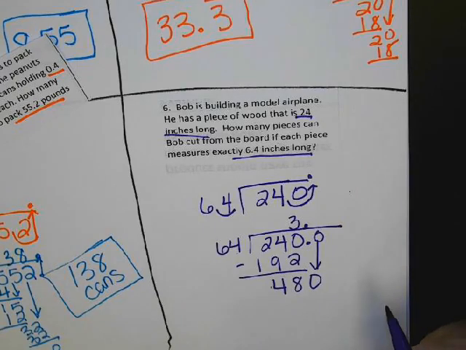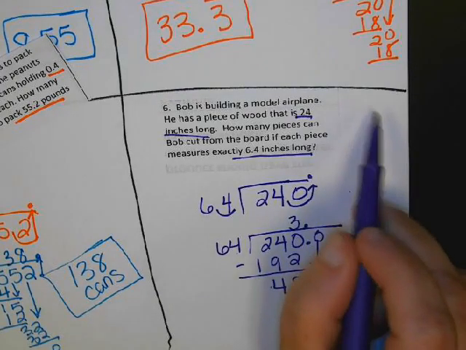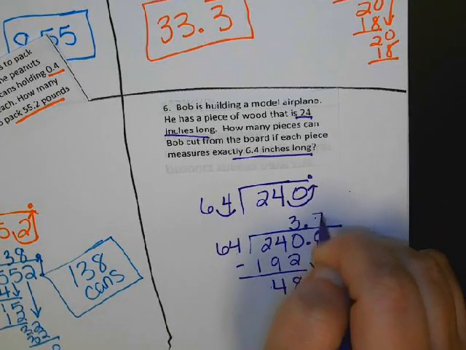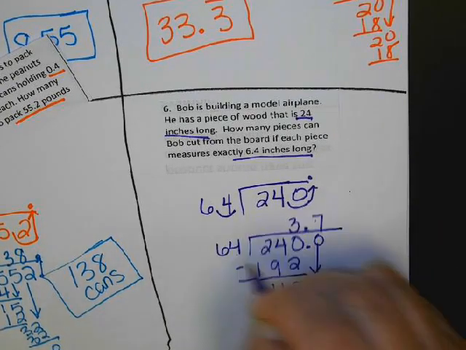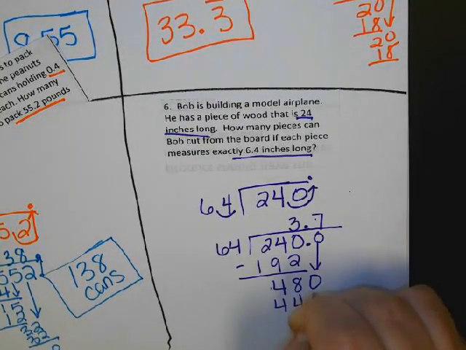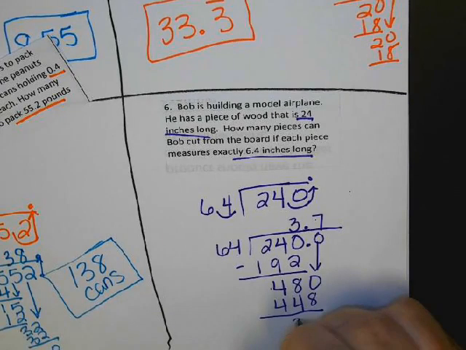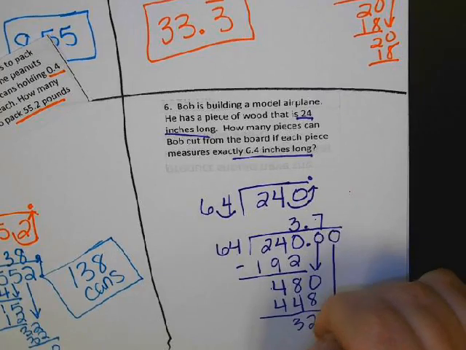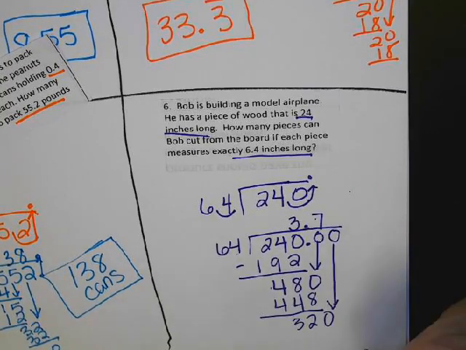Maybe start with 6. Come over here and do 64 times 6. Then try again, and you'll see that it goes 7 times. 7 times 64 is 448. And we subtract to get 32 left over. Once again, we have to drop something down, so we add a 0 and drop it down.